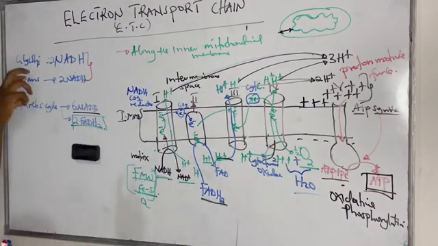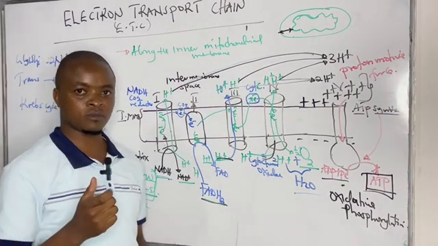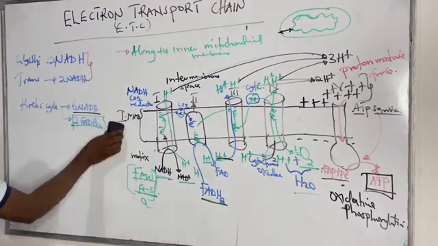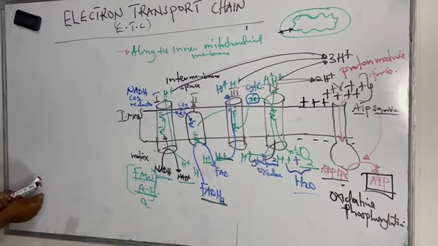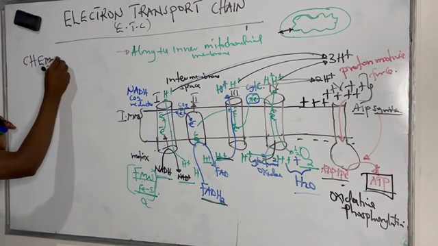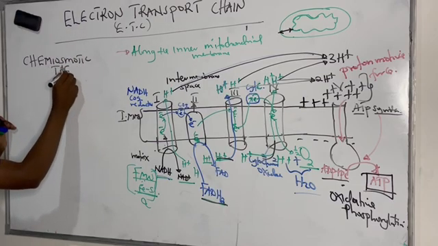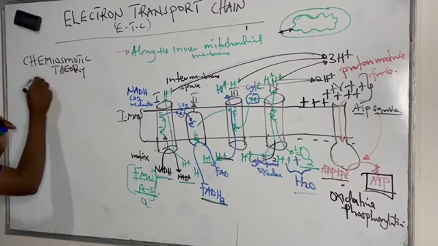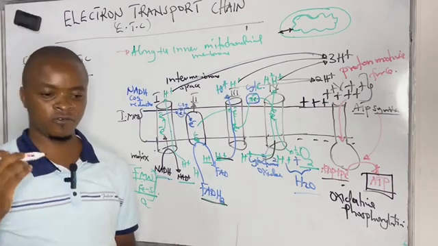And this reaction was described by a man known as Peter Mitchell, who proposed a theory, and this theory is known as the chemiosmotic theory. This is the chemiosmotic theory of oxidative phosphorylation.